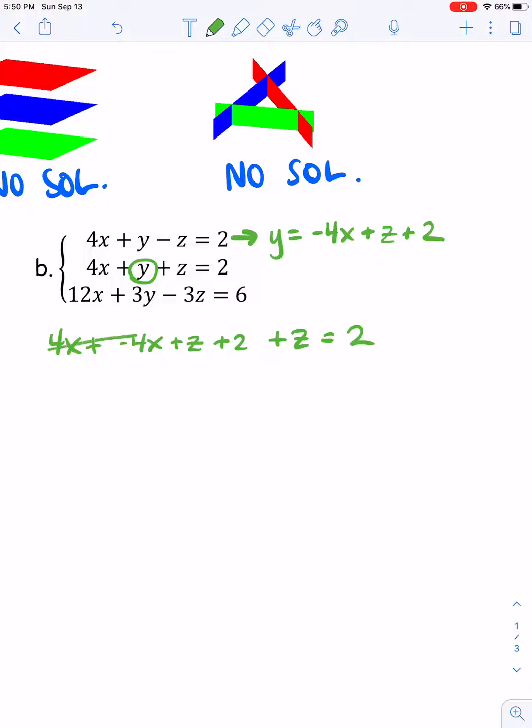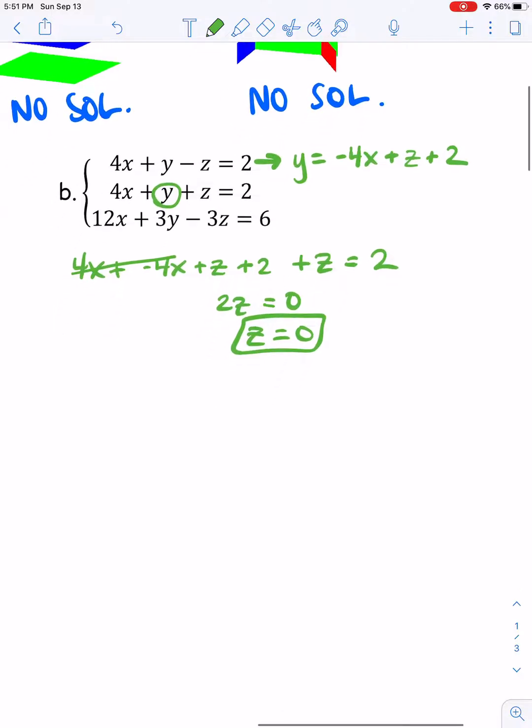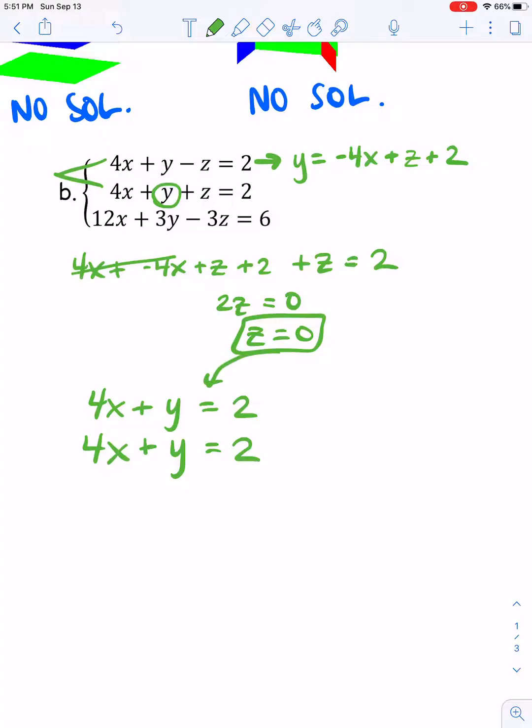And so we see that these 4x's cancel out. Technically, I would get 2z equaling 0, which means z is going to be 0. So now I know that z is equal to 0. And because I know that z is equal to 0, I can substitute that in. But when I do that, I notice something here and here. If I substitute in the first one, I get 4x plus y equals 2. And in the second one, I also get 4x plus y equaling 2 if z is 0, right? Minus 0 and plus 0 is just 0.